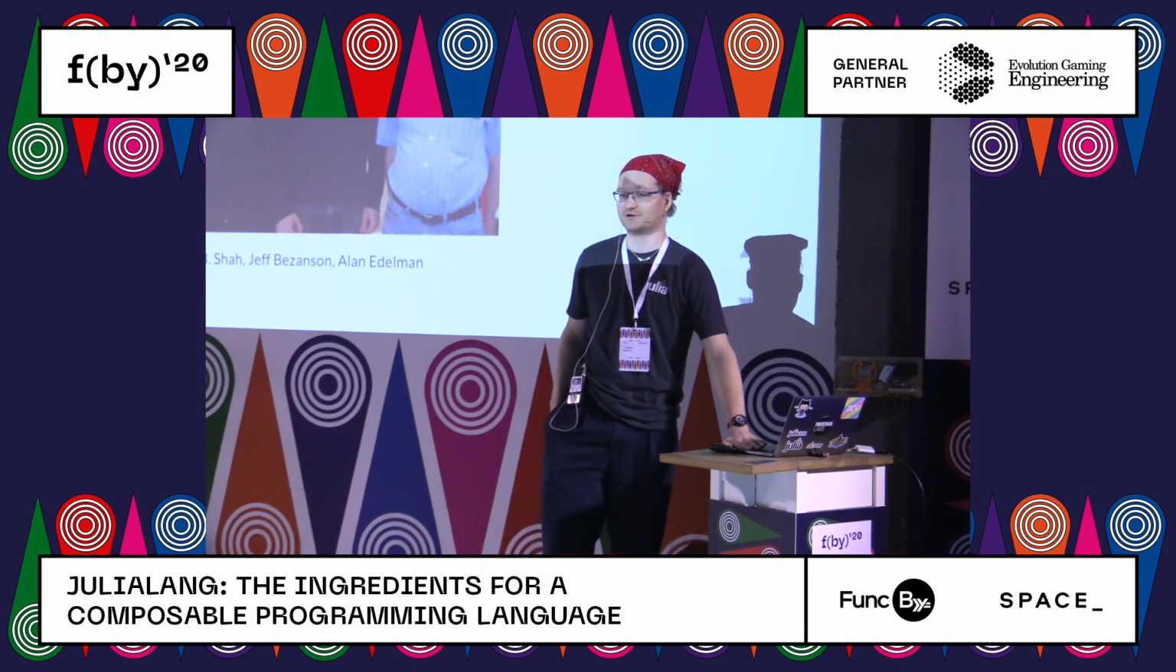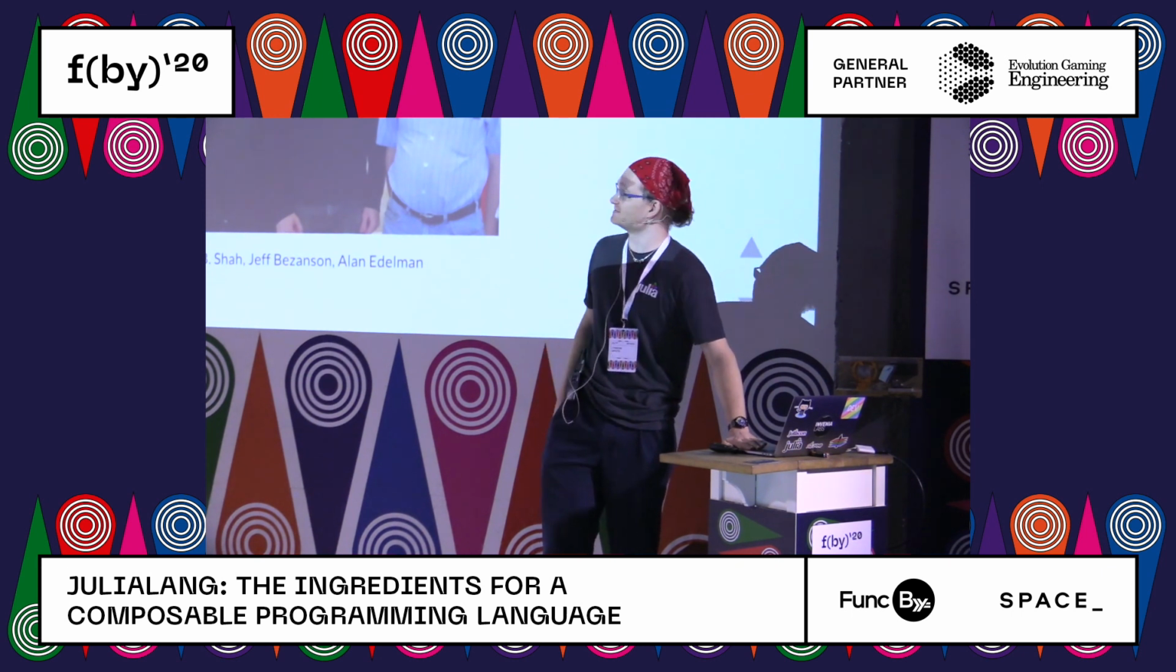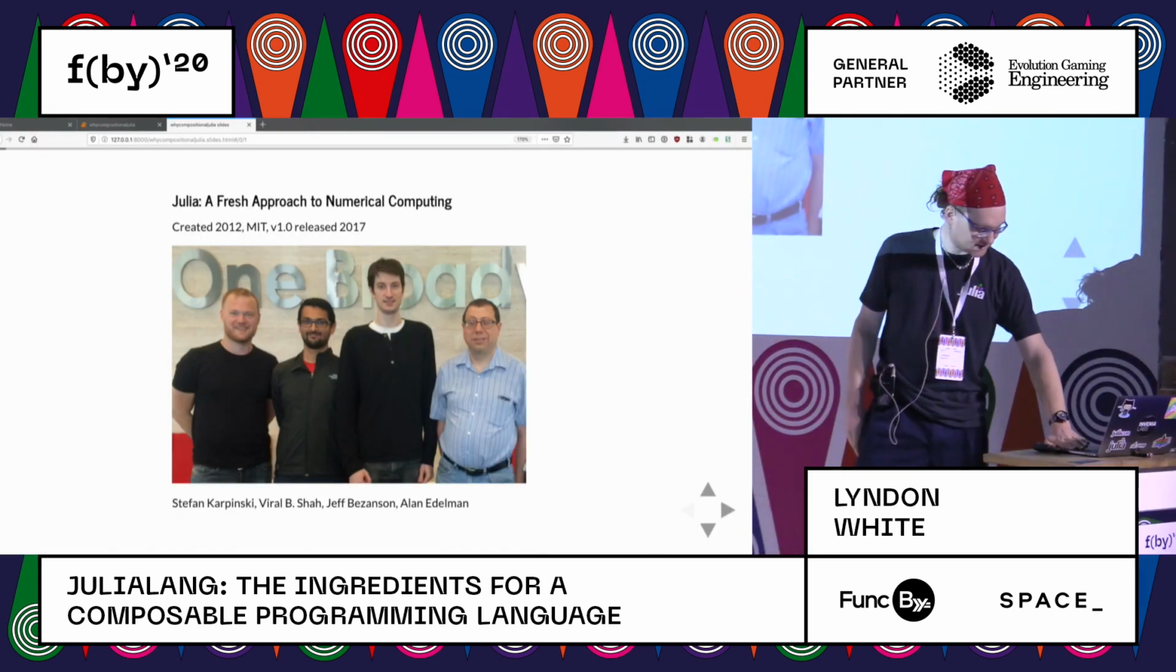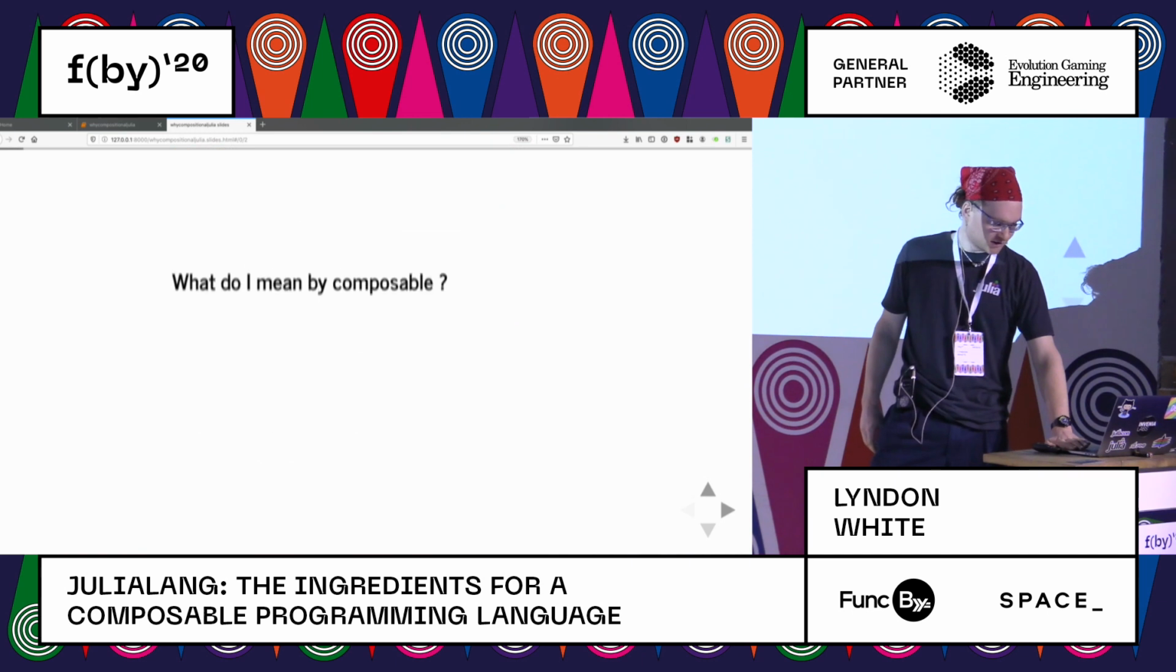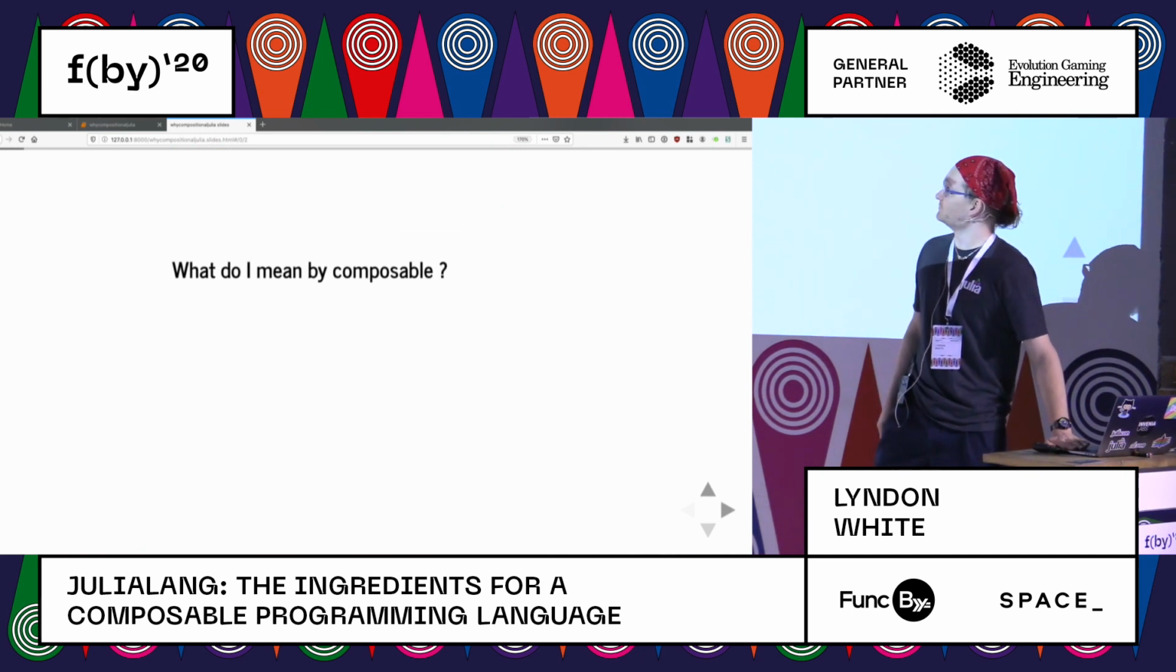So my employer runs Julia in production. Julia is stable enough that we can do a very large production system that we need to have high reliability on. So that's kind of what 1.0 gave us. On to the main topic of this talk: what do I mean by composable?